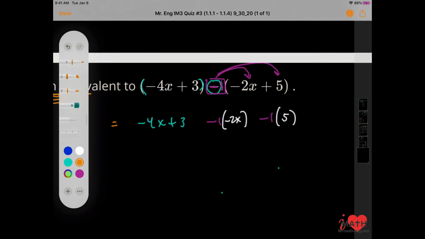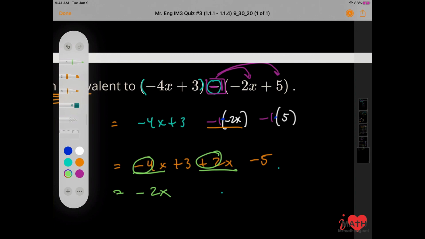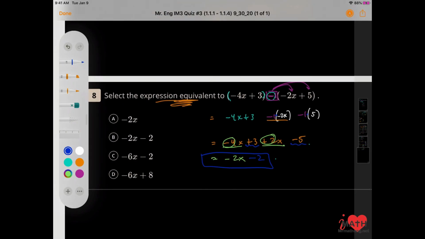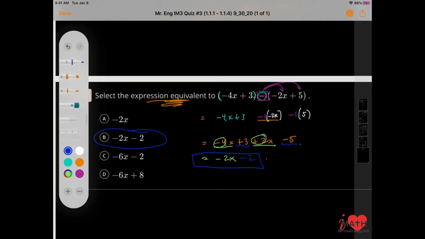Now I'm saying that the line above is equal to this middle line. So I have negative 4x plus 3, and negative 1 times negative 2x is a positive 2x. And negative 1 times 5 is negative 5. Let's combine like terms here. I have negative 4x and a positive 2x. I'm just looking at the numbers in front. Negative 4 plus 2 gives me a negative 2x. They're like terms. Did you notice the words like terms only refer to adding or subtracting? Plus 3 and a negative 5 gives me a minus 2. So my answer is negative 2x minus 2. So our answer would be B. All right, good luck, guys.